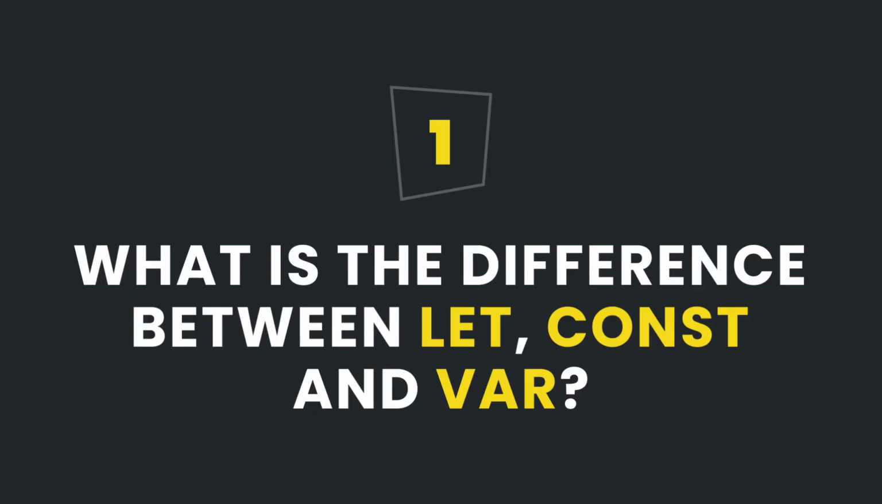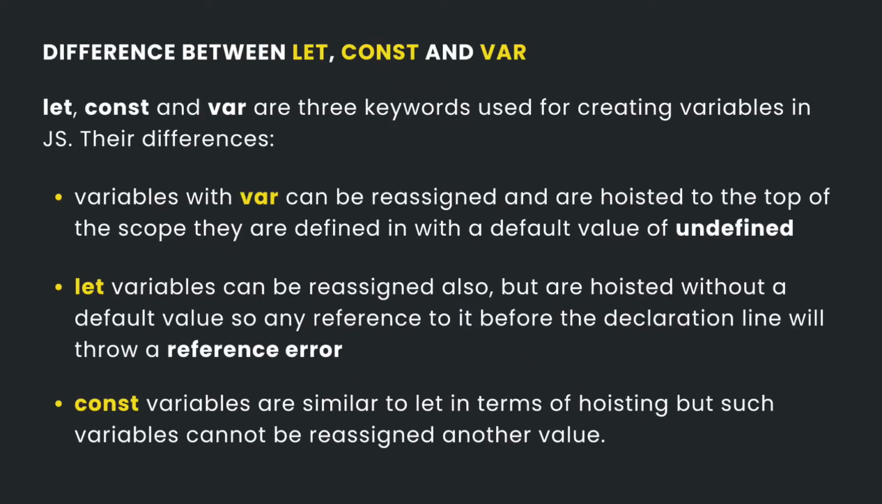So let's get started. The first question we'll be starting with is, what is the difference between let, const, and var? And the answer is, let, const, and var are 3 keywords you can use to create variables in JavaScript. And the difference is that using var, variables can be reassigned, and also variables will be hoisted to the top of the local or global scope with a default value of undefined.